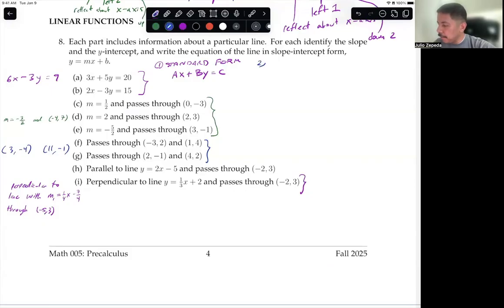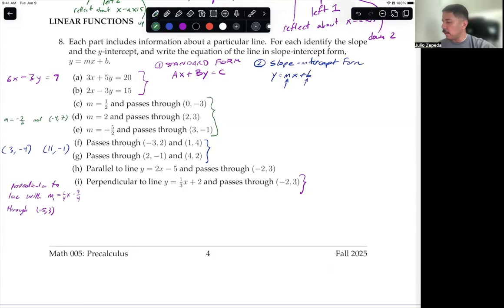Form number 2 is called slope-intercept form. The nice thing about slope-intercept form, which was given to us here, y equals mx plus b, is that you can very easily see what the slope of the line is and the y-intercept. So slope-intercept form is a very common one.